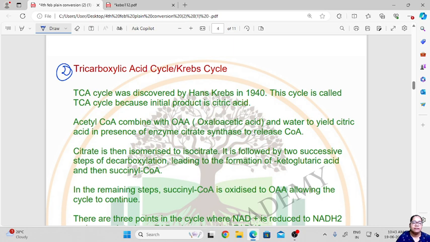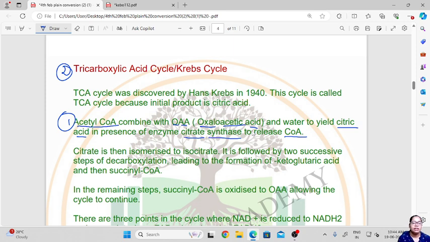The acetyl-CoA combines with, so over here what happens? This is the first step. That is, the acetyl-CoA will combine with OAA, that is oxaloacetic acid, and water to yield what? Citric acid, in the presence of the enzyme citrate synthase, to release what? CoA. So this is the first step of the Krebs cycle or the TCA cycle.